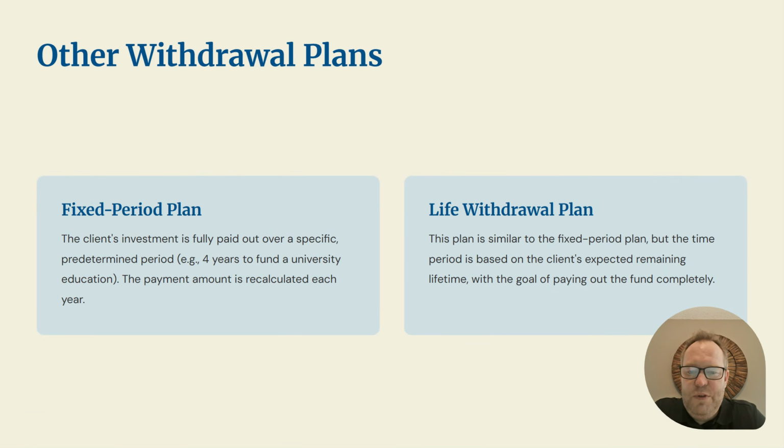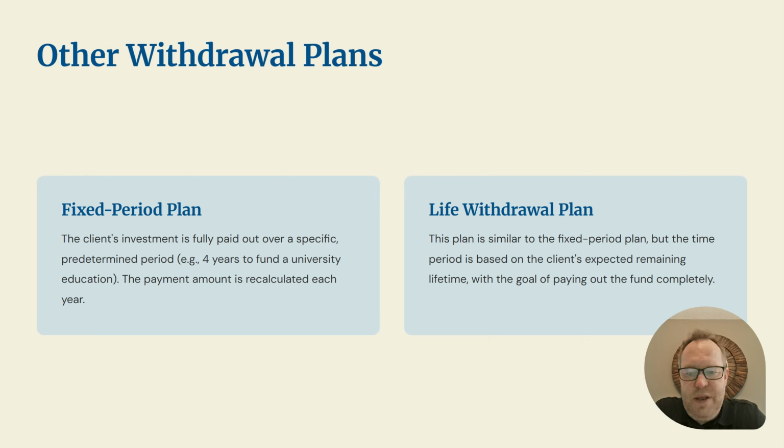Two other types of withdrawal plans. The first is a fixed period plan. In this plan, the client's investment is fully paid out over a specific predetermined period, for example, 4 years to fund a university education. The payment amount is calculated each year.